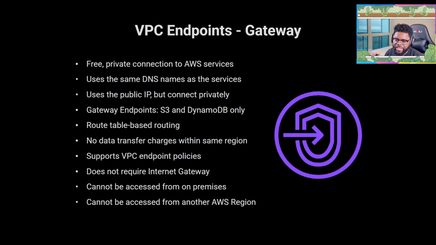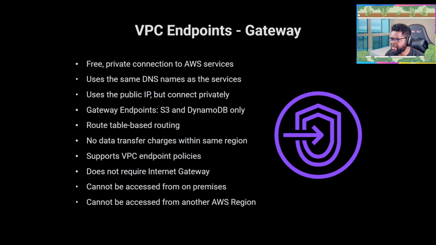Gateway endpoint is free, like I mentioned, only supported for S3 and DynamoDB. There is an entity there where a route table is updated to show that if you are going to this service, use this route configuration, okay? It differs a bit from VPC endpoint because for VPC endpoints, you're not dealing with route tables, okay? So obviously no data transfer, no charges, right? Because you are keeping it private to you.